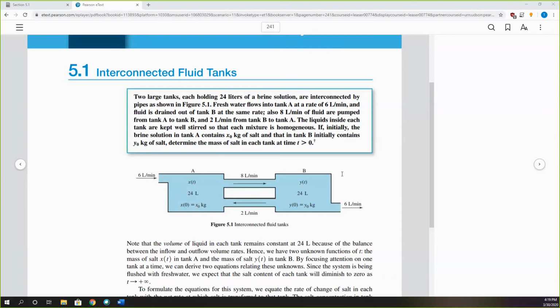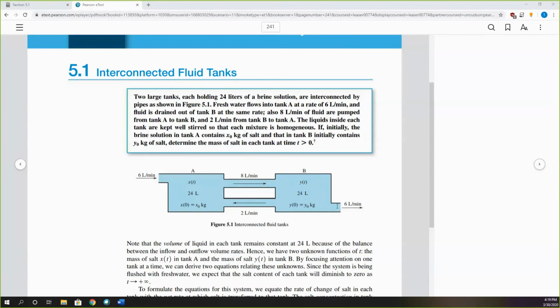In tank B, we have a similar situation. y is going to represent the amount of salt at time t. This also holds 24 liters. It starts off with an initial amount. We have 8 coming in. So we have 2 going out back to A, and we have 6 going out of the system in total. Overall, this is also not losing any liters of solution.